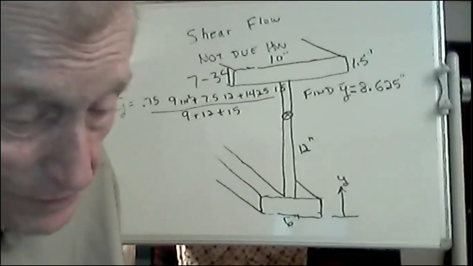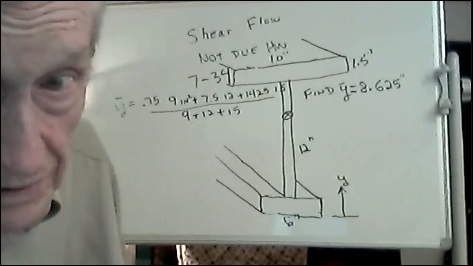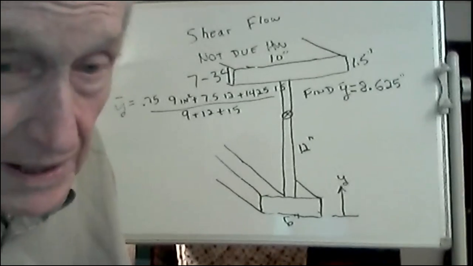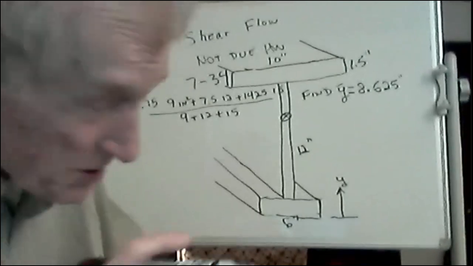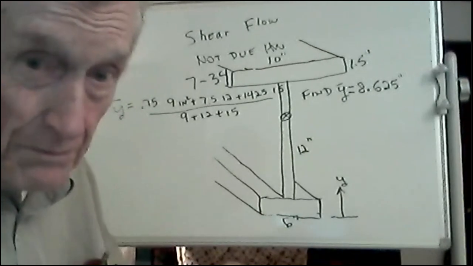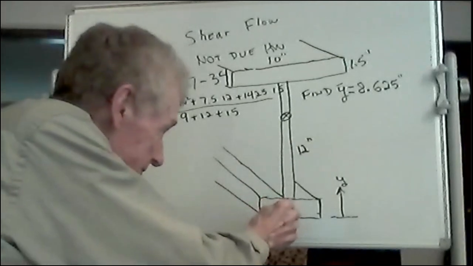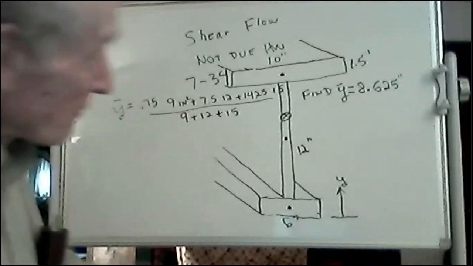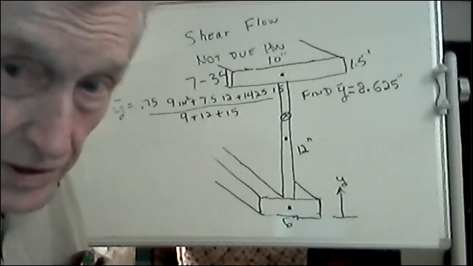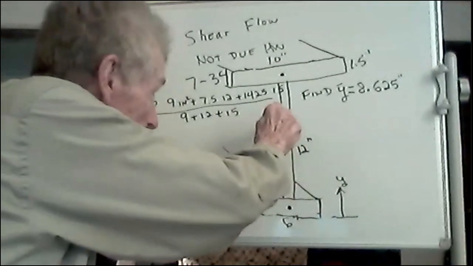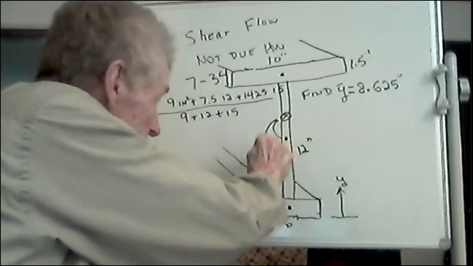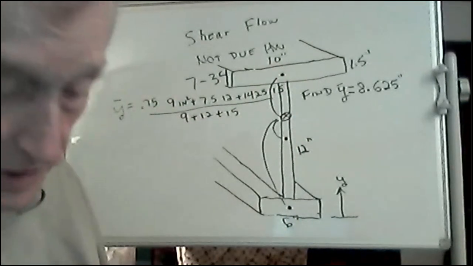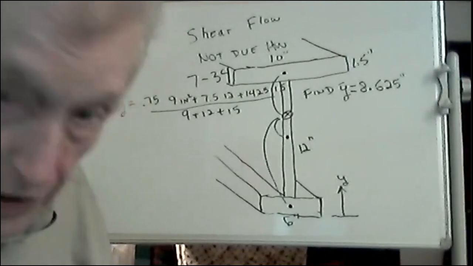Okay, now we're going to have to find the moment of inertia. Now, this is repetitive, but sometimes repetition is good. To find the moment of inertia, you're going to need to put dots in the center of those areas. You're going to need a dot right here, and a dot right here, and one right here. And we're going to have to find the distance from the centroid of the whole thing to each of those dots. We're going to have to find this distance here and this distance here, in order to use the parallel axis theorem.